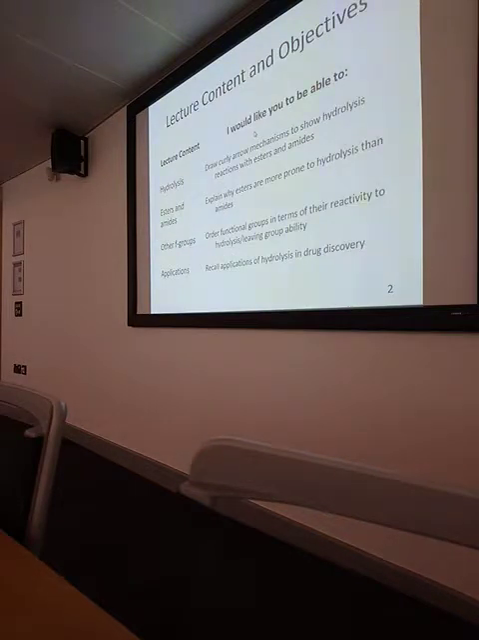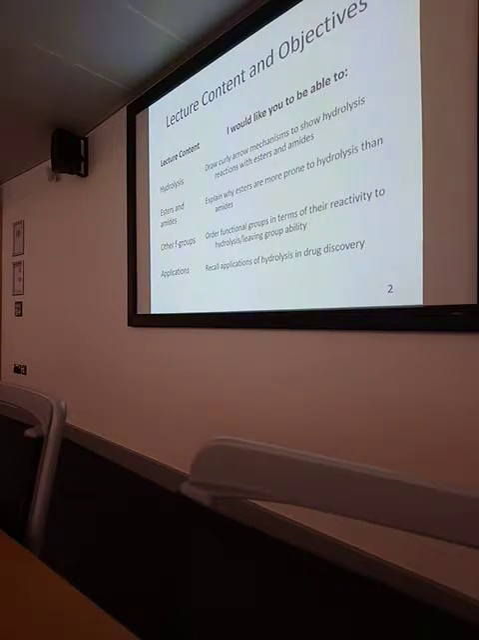What we're going to cover today is hydrolysis. What I expect you to be able to do is draw curly arrow mechanisms to show hydrolysis with esters, so ester functional groups, and amide functional groups. You need to be able to identify esters and amides within molecules to be able to apply that mechanism. I'd expect you to be able to explain why esters are more prone to hydrolysis than amides, and we'll go through that. That's a very, very common question.